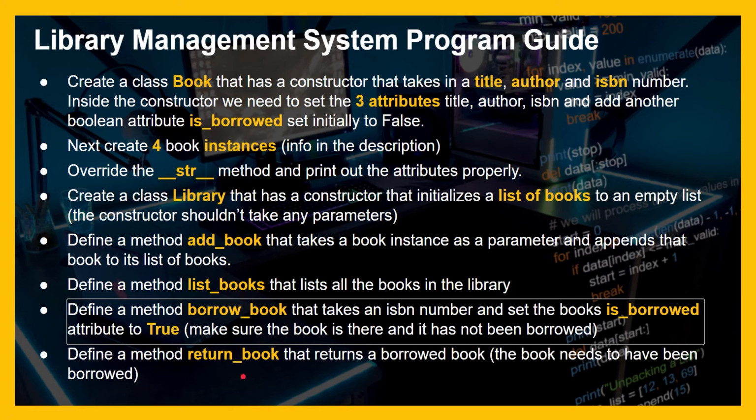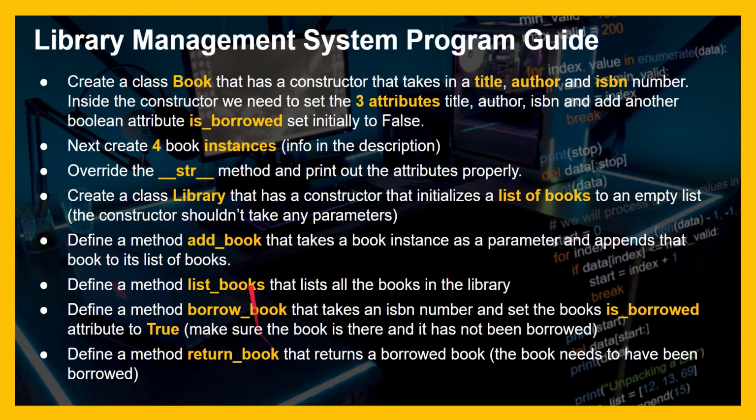Next, you'll need to define a method returnBook that returns a borrowed book. The book needs to have been borrowed. So again, some if statements in here that you need to come up with, and that is basically it. And of course, you have to test out all of these methods that you create, all of these overrides that you make. And if you want to create your own instances, add more instances than are available, please do that. Pause the video right now and go do the program guide.